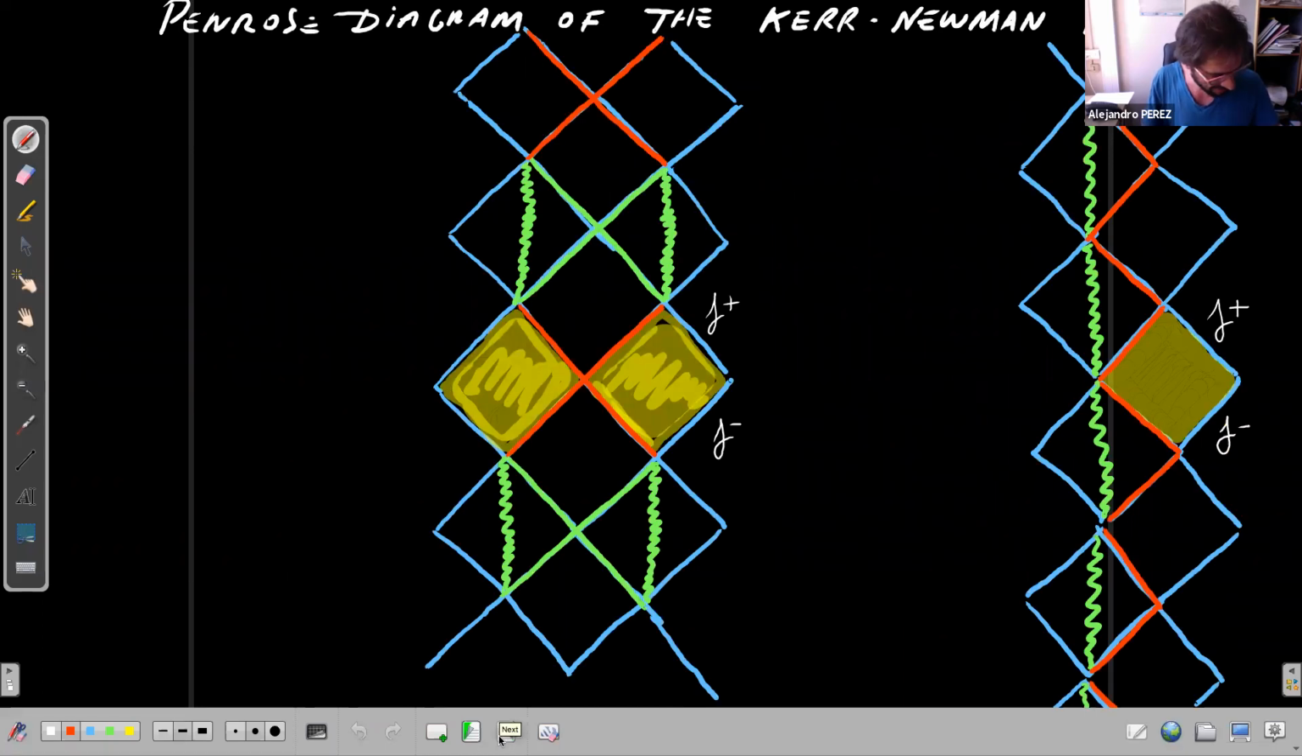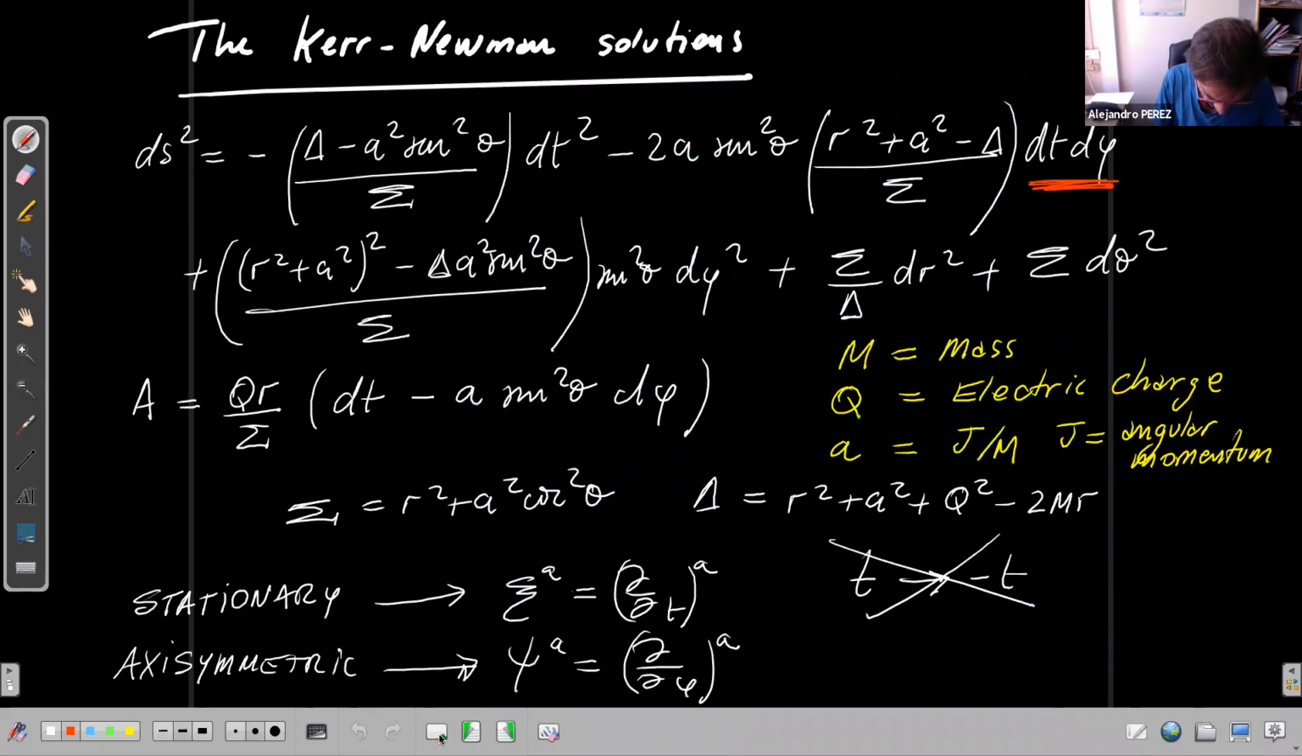So let's look at the global structure of Kerr-Newman. In order to save time, I have already drawn the pictures beforehand. This is the conformal diagram, or the Penrose diagram, Carter-Penrose diagram of Kerr. Before saying that, I should have said something, so let me go back a page.